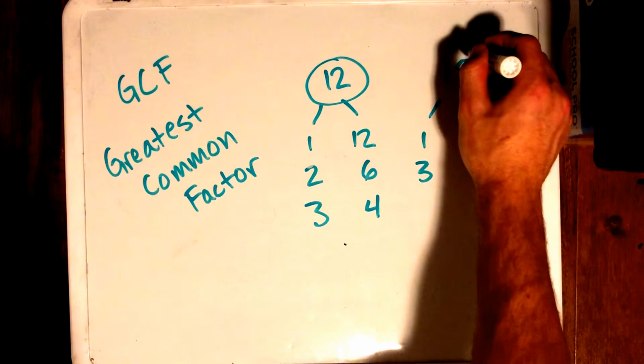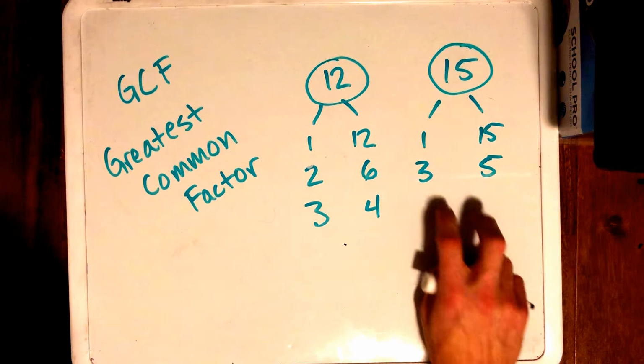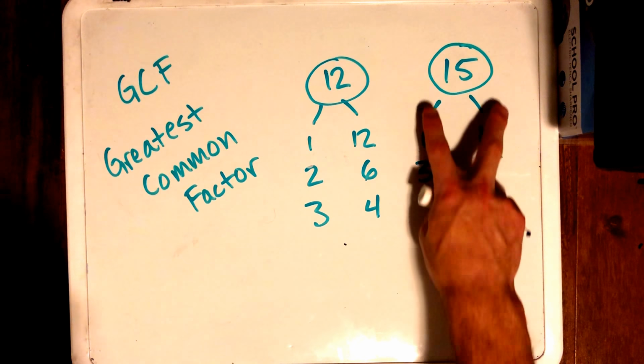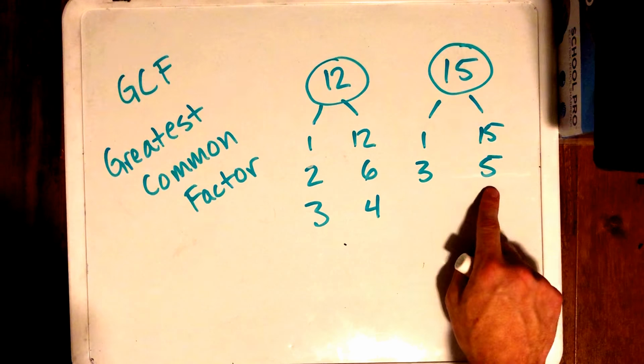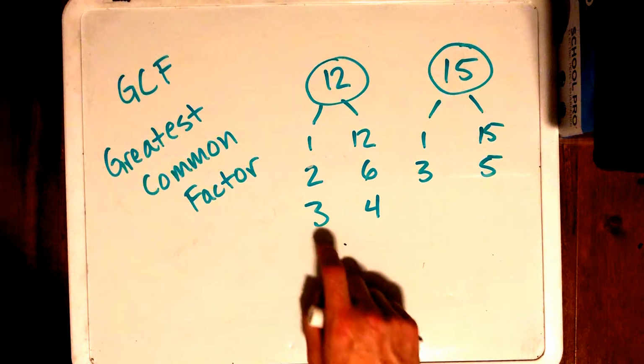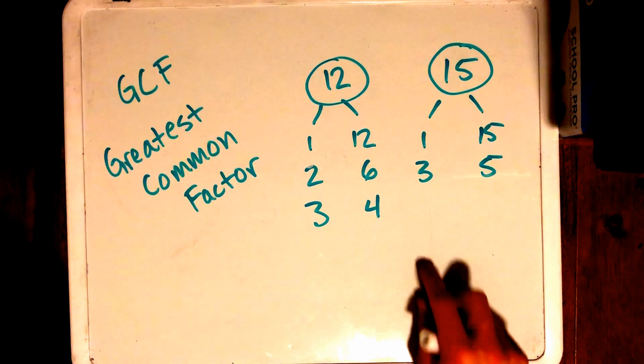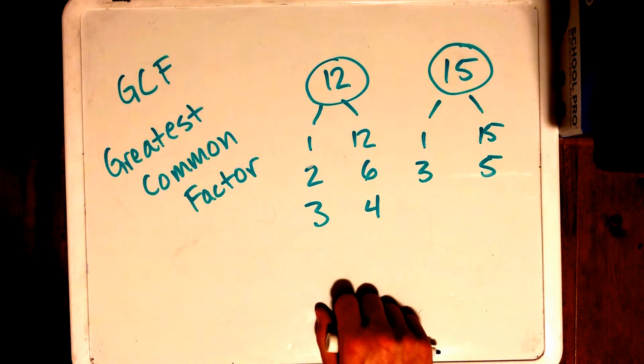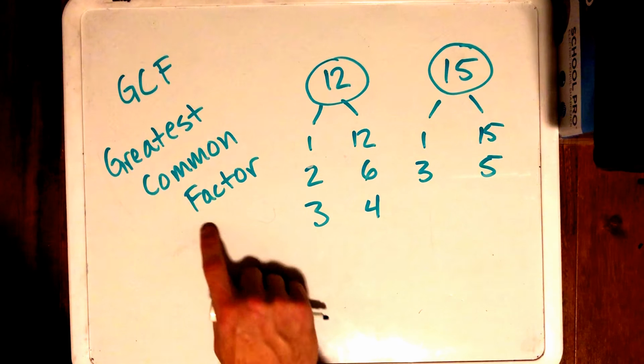Now if I wanted to look at the factors of the number 15, I could break it up into this tree and say 1 times 15 is 15, and 3 times 5 is 15. These factor trees are actually complete. These are all of the factors of the numbers above. So that's what a factor is.